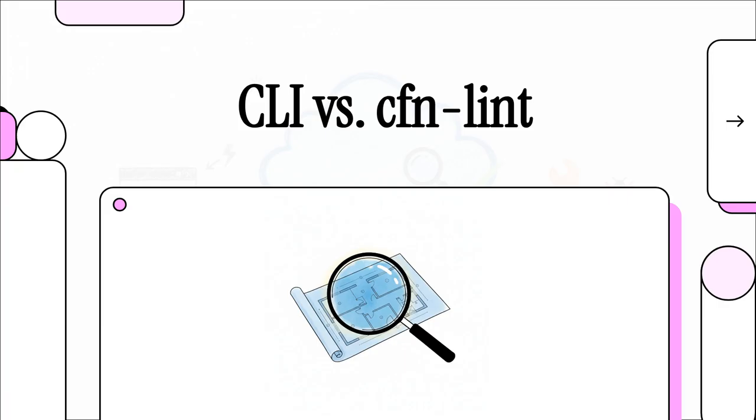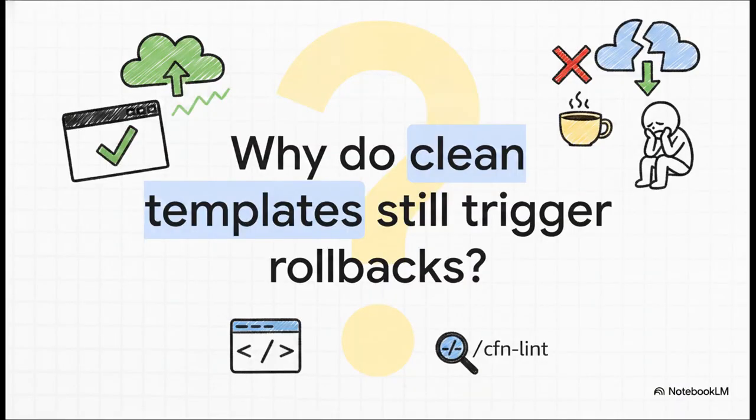So today, we're unpacking how to validate those CloudFormation templates, and specifically, we're throwing two major tools into the ring, the AWS CLI and cfn-lint. It's the ultimate developer mystery, isn't it? Why do seemingly clean templates still trigger rollbacks?